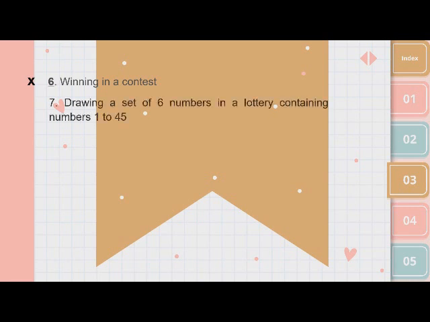Number 7, drawing a set of 6 numbers in a lottery containing numbers 1 to 45. So, for example, you are playing a lotto or something like that, and then drawing or choosing a set of 6 numbers. There is no arrangement here. As long as you get the 6 numbers in that lotto, you will be a winner. So, therefore, order is not important here. And that means that is an example of combination. Correct. Let's proceed now to the next one.